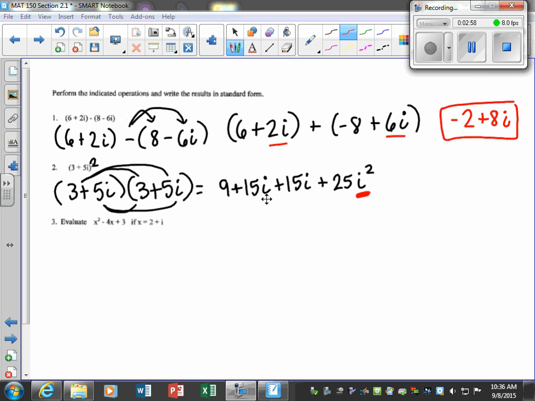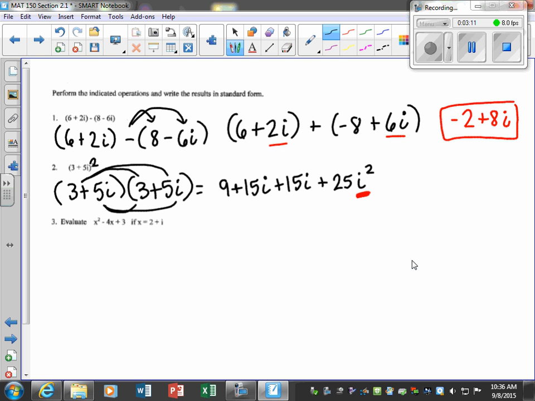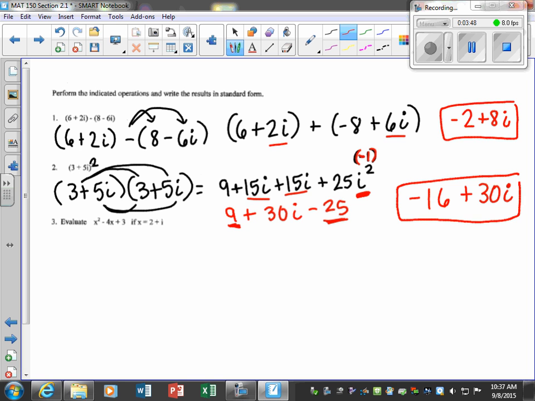Okay, so when we FOIL this out, we get this value, but we know this i squared is equivalent to -1. So anytime we see an i squared, we want to evaluate that and then simplify this out. So this becomes -1. So I'm going to have 9 plus, add like terms here, 30i minus 25, and then add like terms here, 9 minus 25, so my answer is going to be -16 plus 30i. This is the same thing as 30i minus 16, but it's just more standard to put the real number out front.